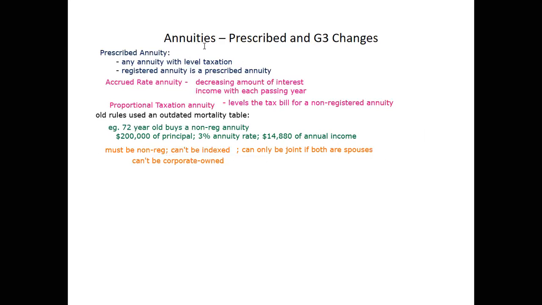So what would happen under the old rules is you would say mortality for our 72-year-old is estimated at about age, we'll say, about age 81. That would be about right. So you would have 9 years of annuity payments times $14,880.